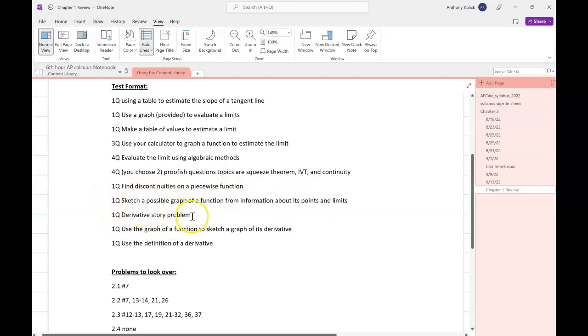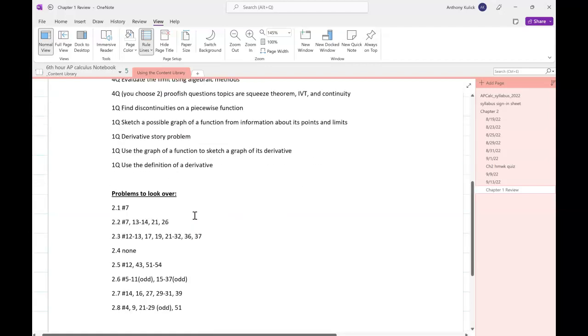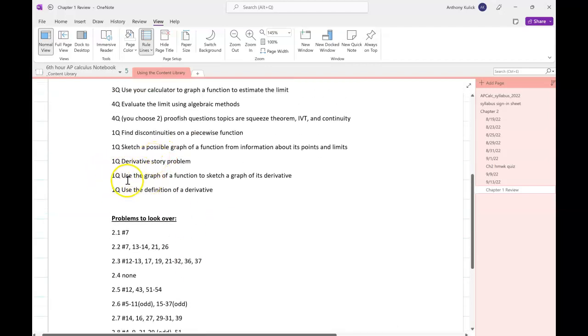One question will be like a derivative story problem. That'll probably be motion related. So position, velocity, acceleration kind of question. One question where I ask you to use the graph of a function to sketch its derivative. So we did that in the homework, I think in 2.8. There's several questions like that in there. And then one question where I'm asking you to use that definition of a derivative to do some stuff. Again, that's like a 2.8 question there.